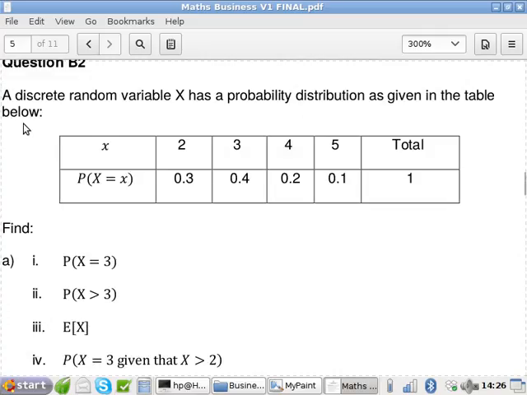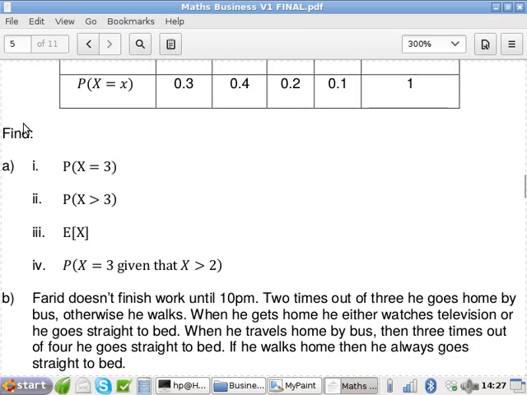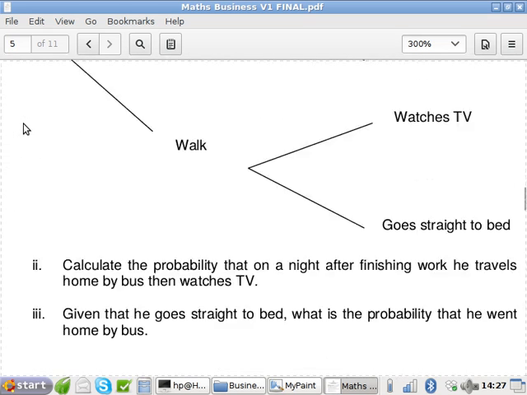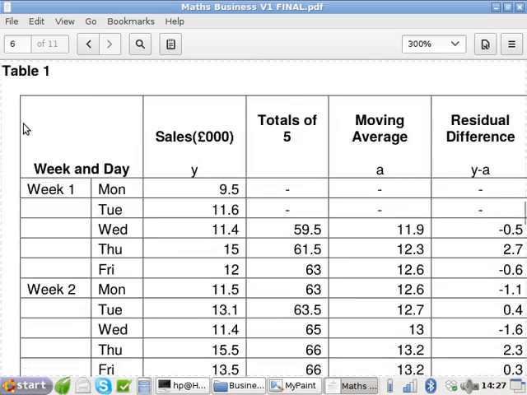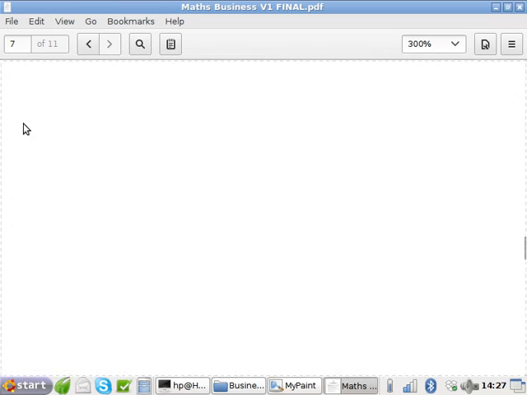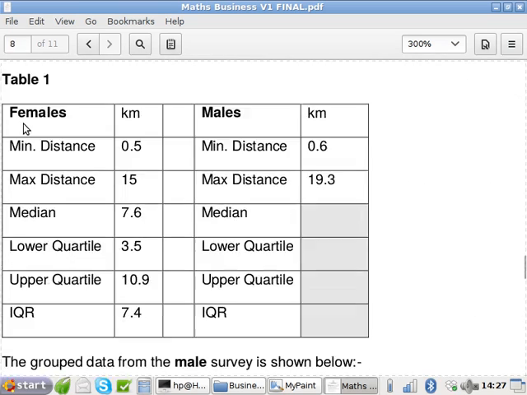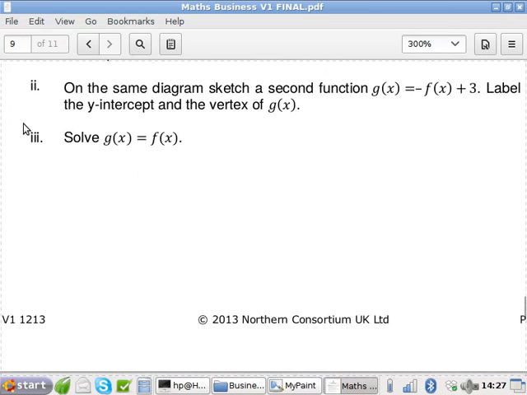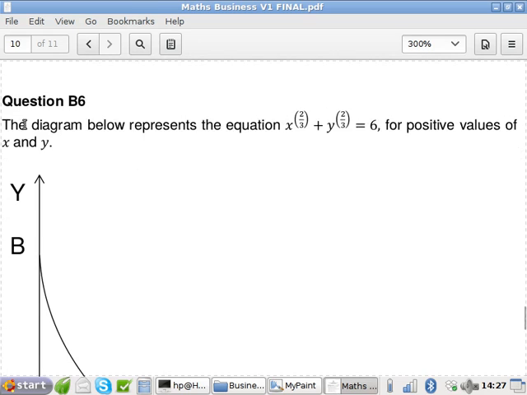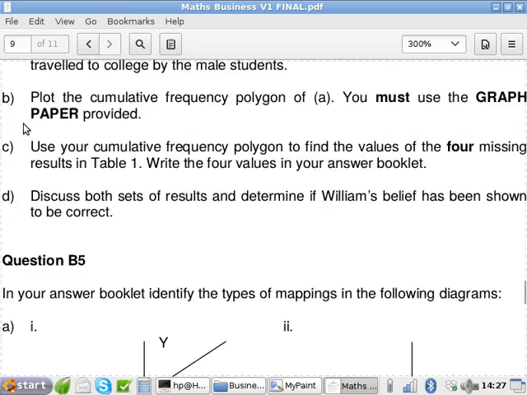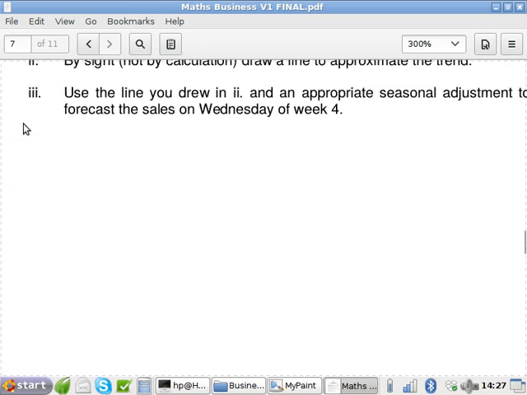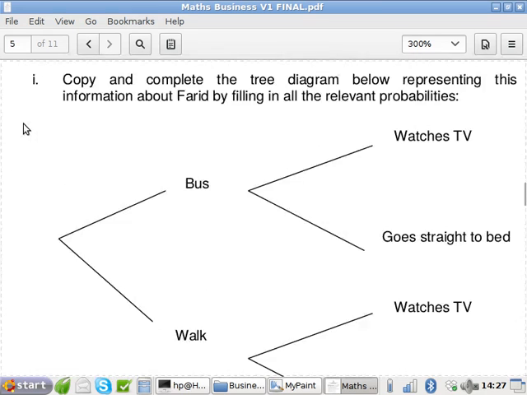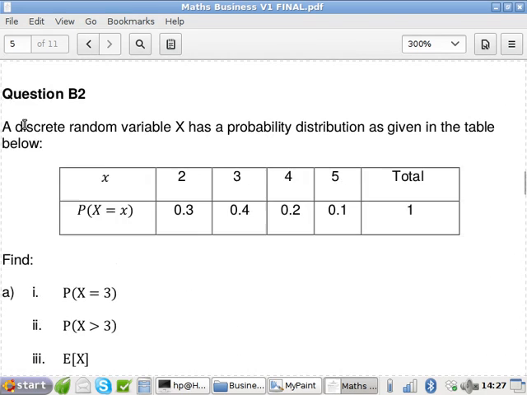This one. This is expectation and variance as well. So we might do that. We did the tree already. This is the trend lines. That's the core cumulative frequency. I don't think we did functions and mappings, did we? Engineers had that, yes. So I think we'll finish this exam by just having a look at the expectation and variance here.